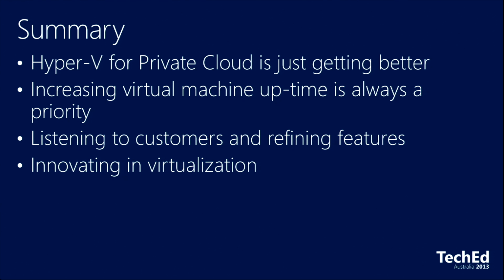So a summary that I'd like to give. The first one is Hyper-V for private cloud is just getting better. If you're enjoying Hyper-V 2012 for private cloud, 2012 R2 is just going to be better. Next one, increasing virtual machine uptime is always a priority. You'll notice that a lot of the new features we did, the zero downtime upgrade, the live resize of VHDX, the live export, are all about keeping your virtual machines running. I like to say that when it comes to server administrators and uptime, they're like kids in candy. You can't give them enough. But it's always a priority for us.